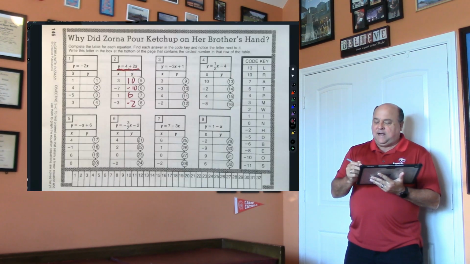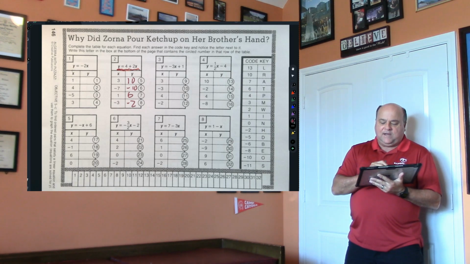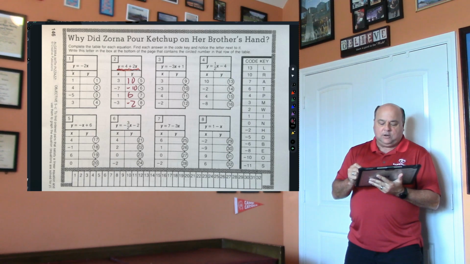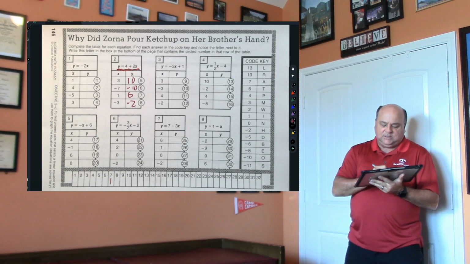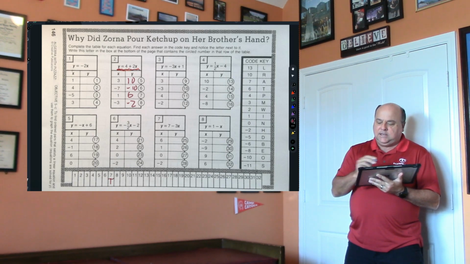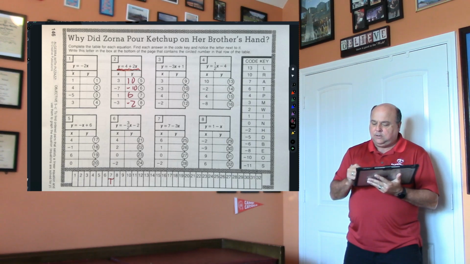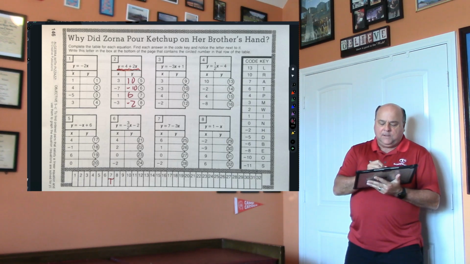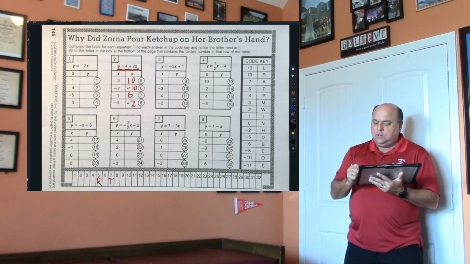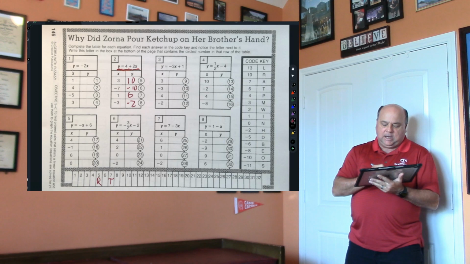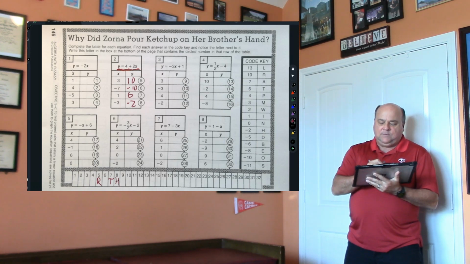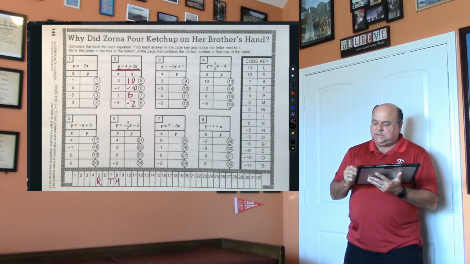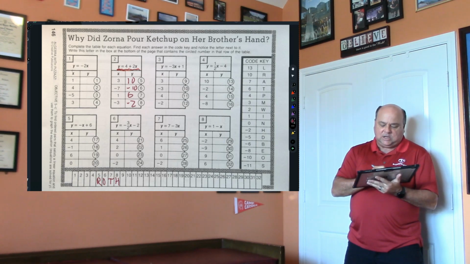Now I'm going to find the answers over here. If I get 6, where's 6? 6 is right here. I'm going to put a T, so number 7 is going to be T. And then 10 is right here. It's going to be an R, so number 5 will be R. Negative 2 is H, so 8 will be H. Negative 10 is O, so number 6 is going to be O.